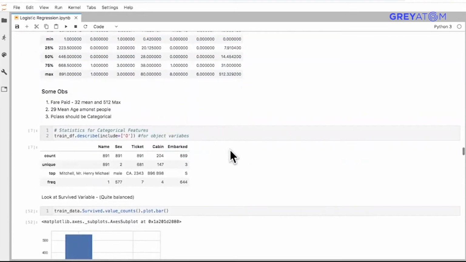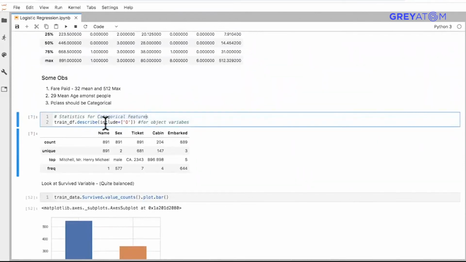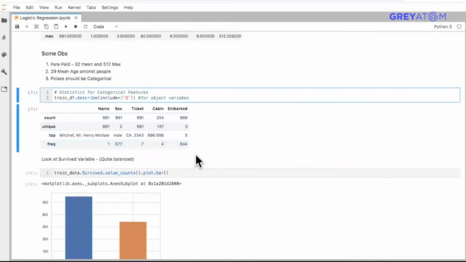And if you want to see the summary stats for categorical or object variables, you use an include parameter here with O, which will show you all the object variables. So sex has 2 unique values, ticket has 681, cabin has 147, embarked has 3: Southampton, Queenstown, and the other one. And these are all the frequencies it shows.